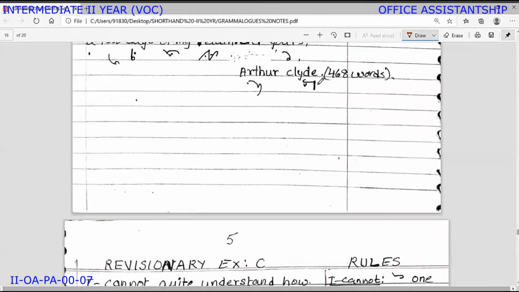So now get ready for the dictation of revision exercise A. I will dictate at the rate of 40 words per minute. And revision exercise B, I'll try to give it a rate of 50 or 60 words per minute for a practice minute. Okay, so be ready. Shall I start? Okay.